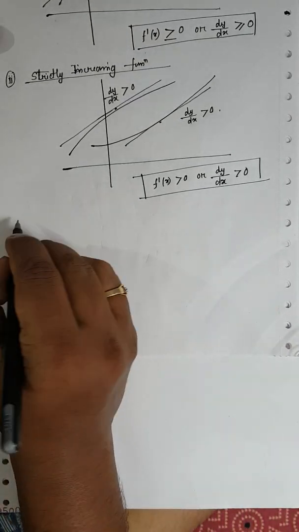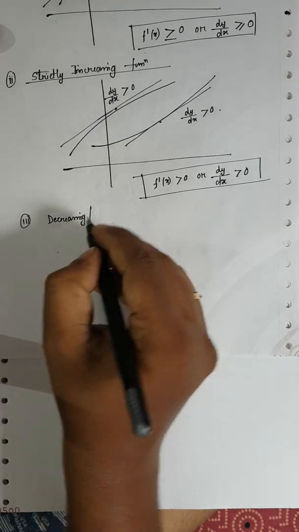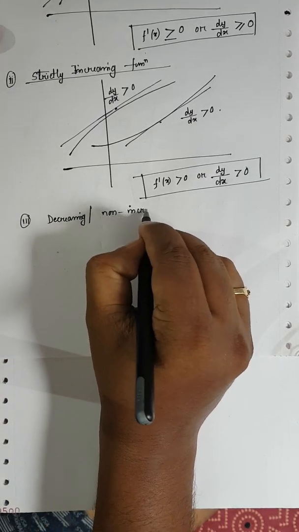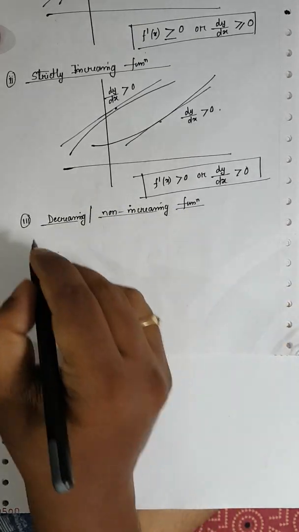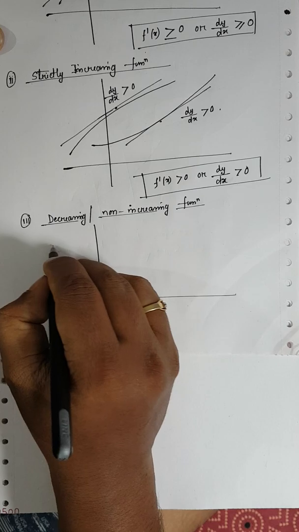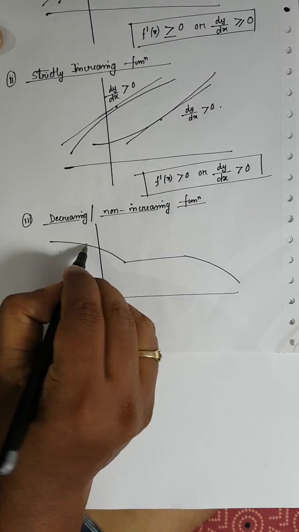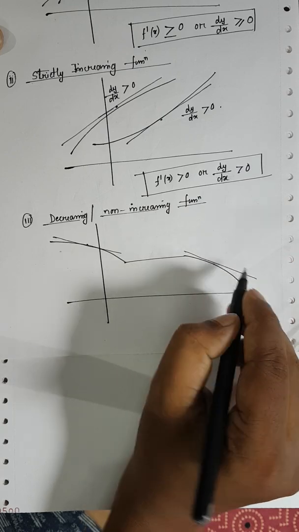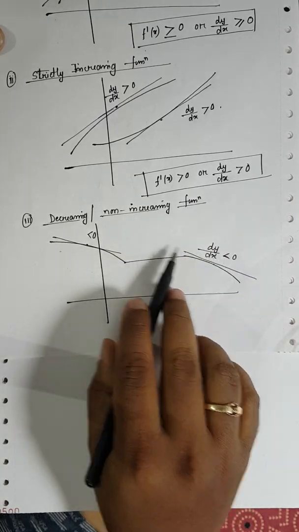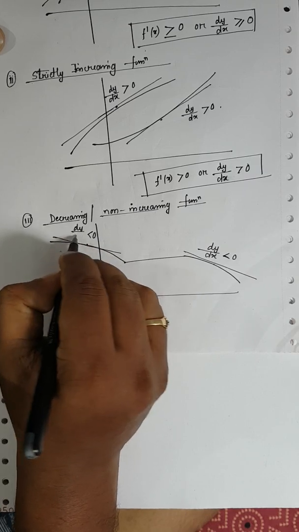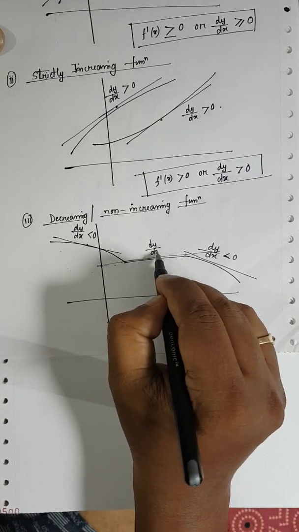Now the third function is called decreasing or non-increasing function. If you draw the graph, it is like this: decreasing, constant, again decreasing. Now if I draw a tangent at any point on this phase, it will have a slope less than 0. You can clearly see the tangent will make an obtuse angle with the x-axis, therefore its slope will be less than 0. At this phase, if I draw a tangent, it is parallel to the x-axis, therefore dy by dx must be equal to 0.